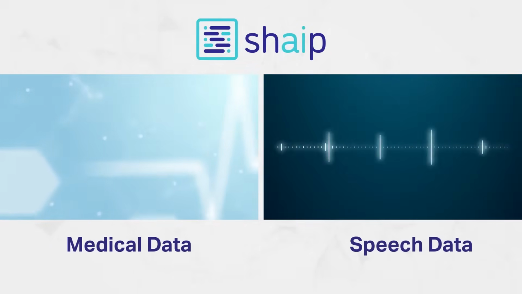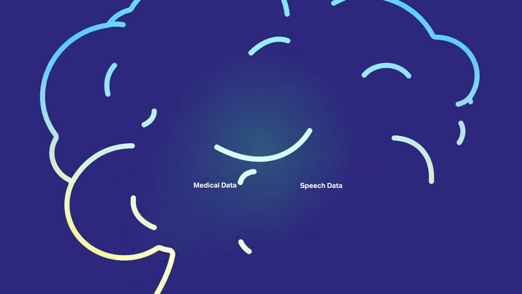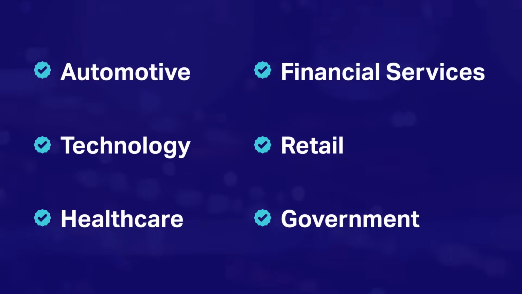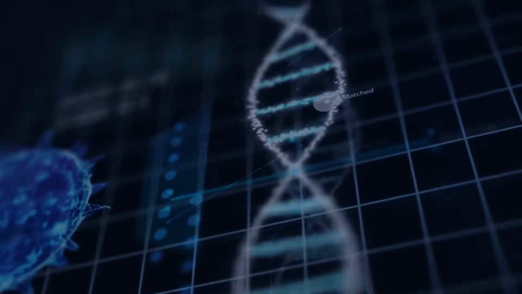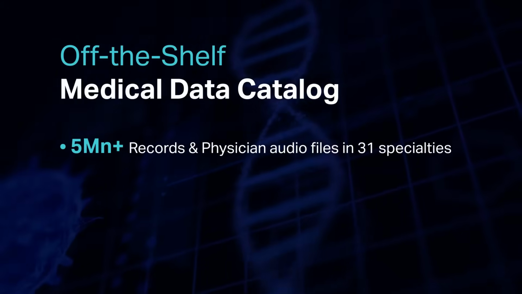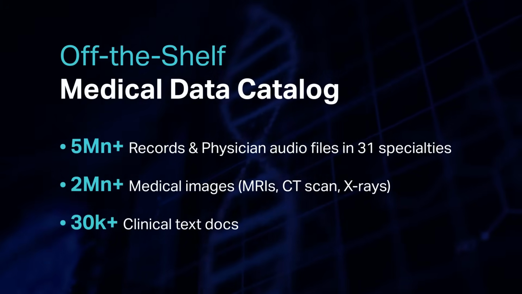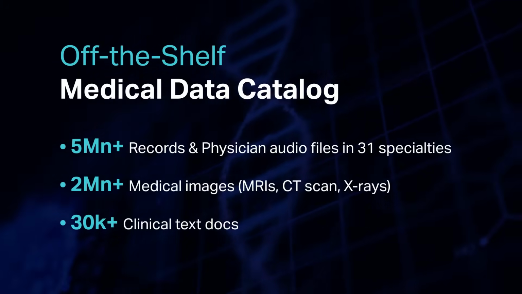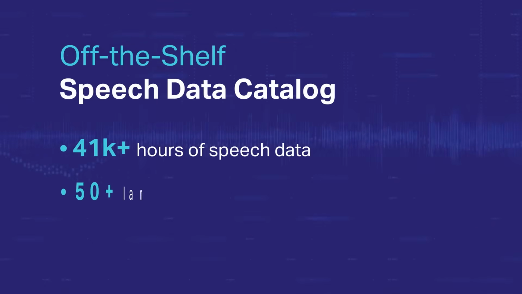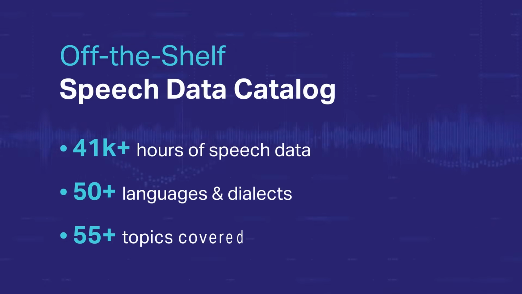Shaip offers medical and speech data in a structured format that serves as the brains for machine learning algorithms for a variety of industries. We offer healthcare datasets that are secure, de-identified, and can be trusted for achieving the highest and most accurate outcomes for your AI initiatives. We also offer you thousands of hours of speech data in multiple languages and dialects, covering a range of topics.